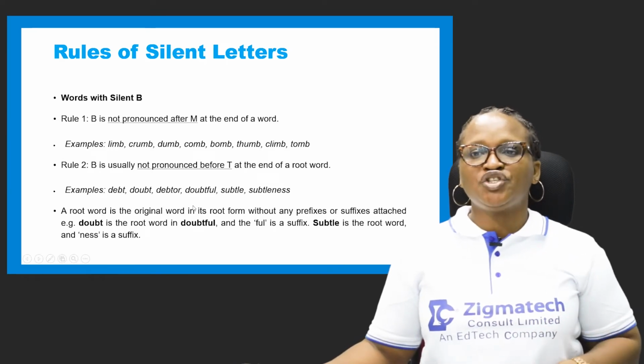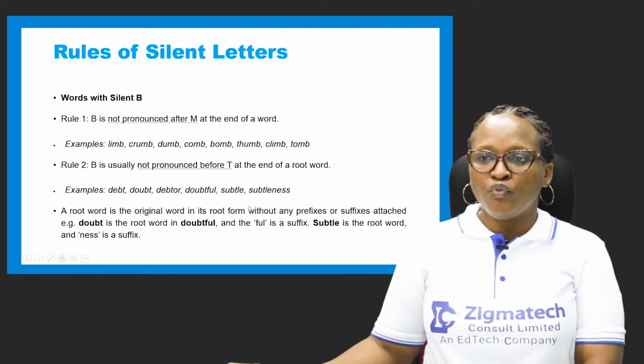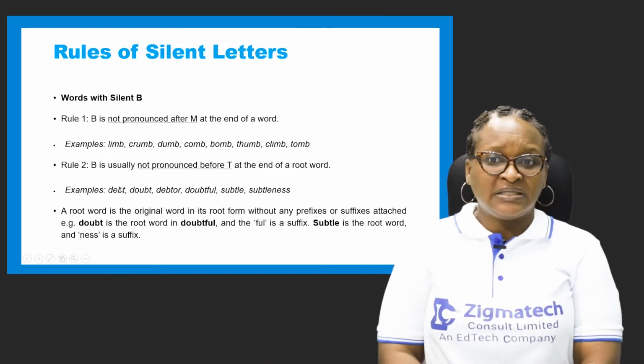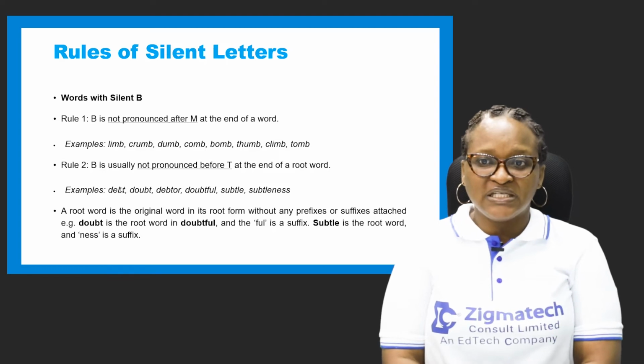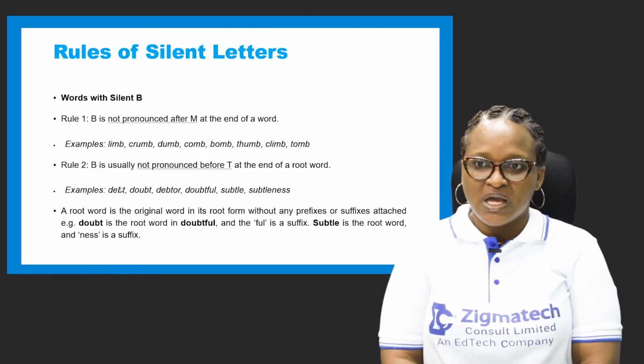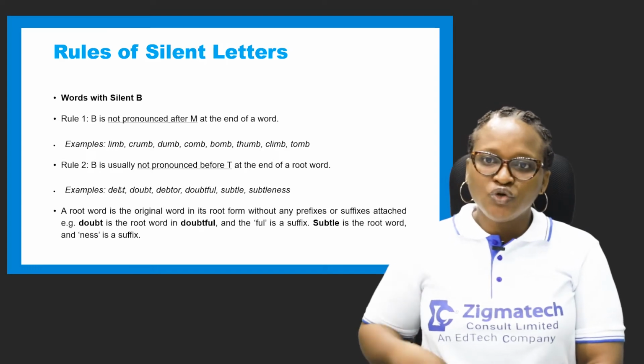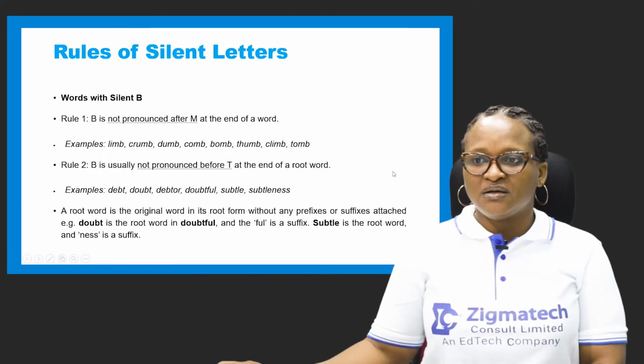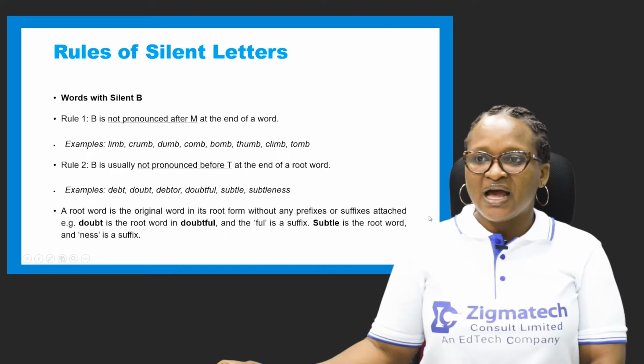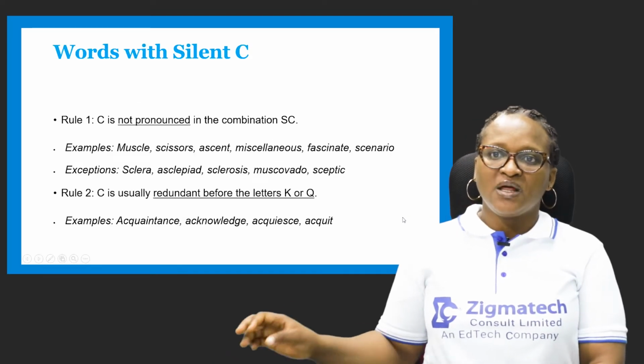A root word is the original word in its root form without any prefix or suffix attached to it. Example, doubt is the root word for doubtful, and the suffix is ful. Subtle is the root word for the word subtleness, and the suffix is ness.